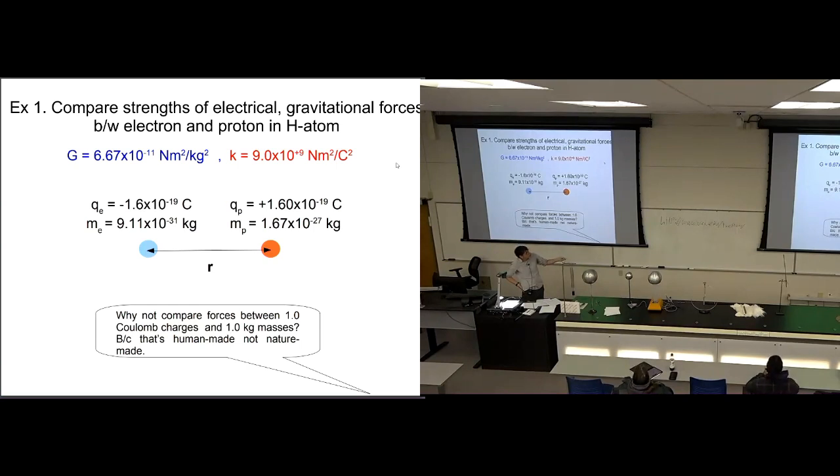But the charges are equal and opposite. The masses are very different. The proton's heavy compared to an electron. The electron's very light compared to the proton, like a mouse and an elephant, basically.